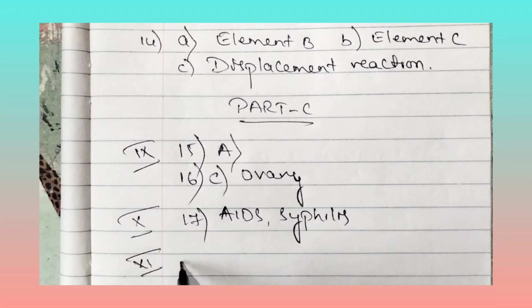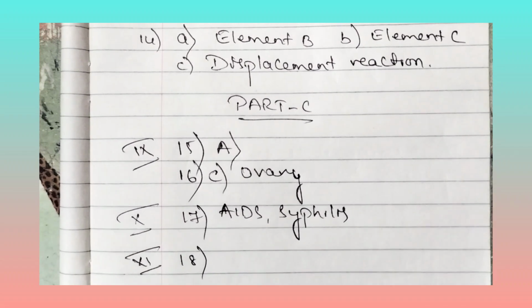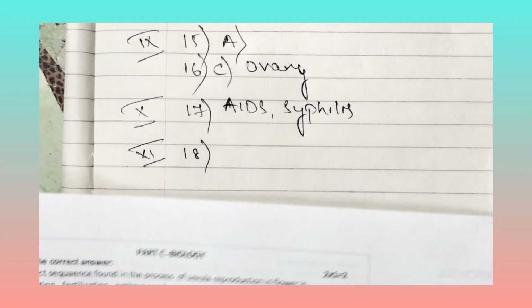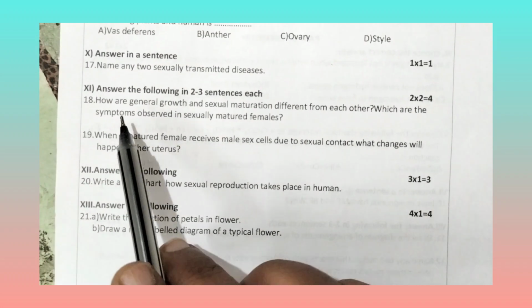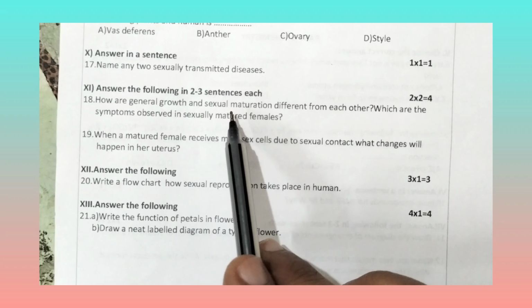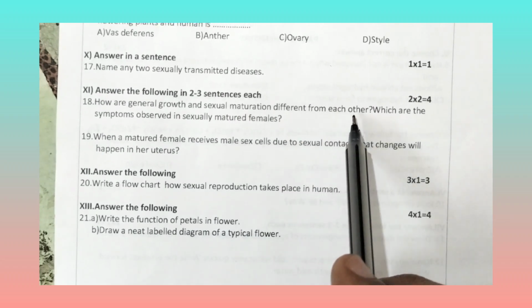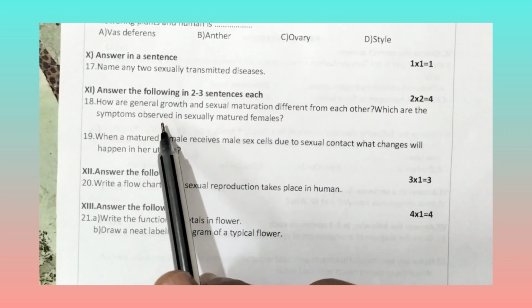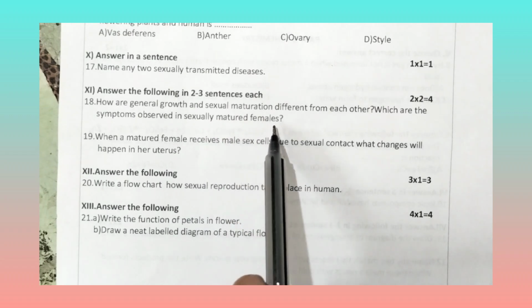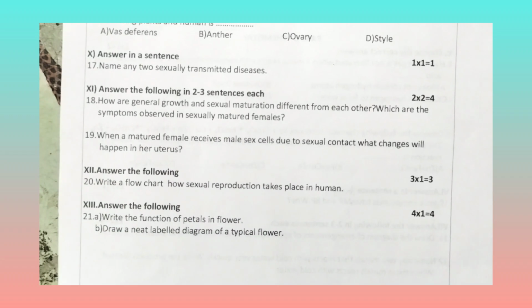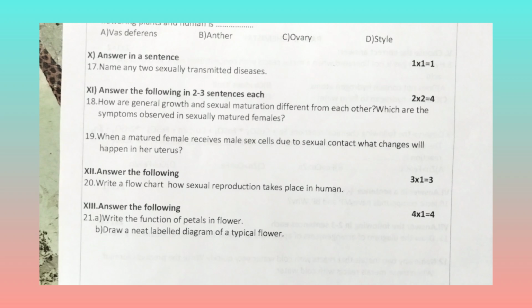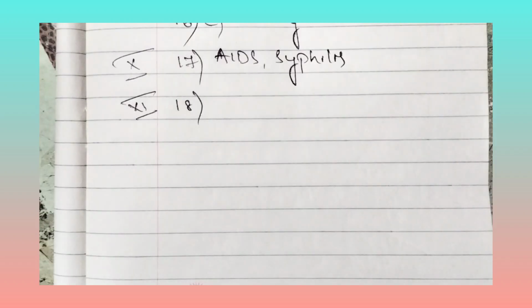So now let us move to the 18th question. The 18th question is: how are general growth and sexual maturation different from each other? Which are the symptoms observed in sexually matured females? So let us answer the 18th question now. First let us answer how general growth and sexual maturation are different from each other.